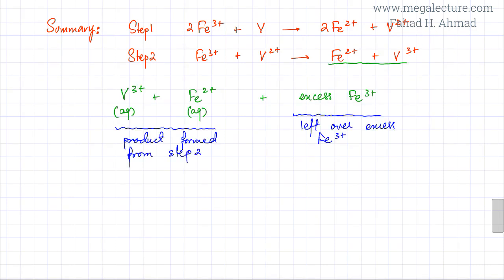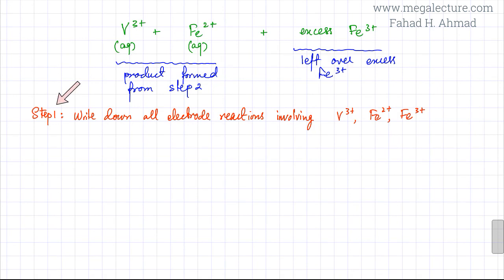Now after doing step 2, after this reaction, what's left in the solution is that you have V3 plus formed, you have Fe2 plus formed, and there might still be some of the leftover excess Fe3 plus remaining in the solution. So now I'm going to try and figure out whether there's going to be a step 3, whether there's going to be another reaction that would take place between these ions. Now my solution contains V3 plus aqueous ions, Fe2 plus aqueous ions, and Fe3 plus aqueous ions. So I'm going to now move to step 1. These are my reactants in the solution. I'm going to try and figure out the reaction between these ions.